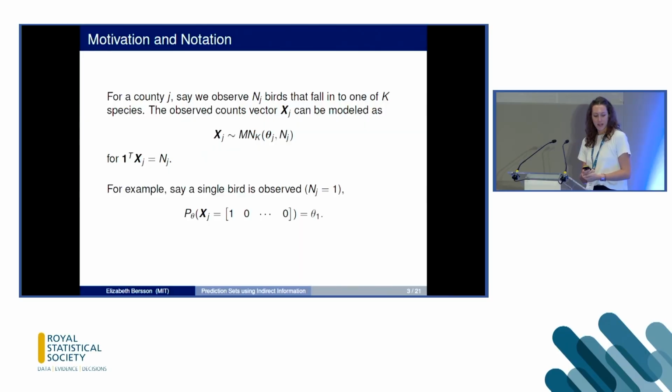So I'll introduce a little bit of notation to ground the talk. So for county j, we say we observe n birds that fall into one of K species. Then the observed counts vector x is a vector of length K, and it can be modeled as a multinomial distribution with an event probability vector theta. So for example, if we observe a single bird, the probability that that bird belongs to the first species is the first element of our probability vector, theta 1.